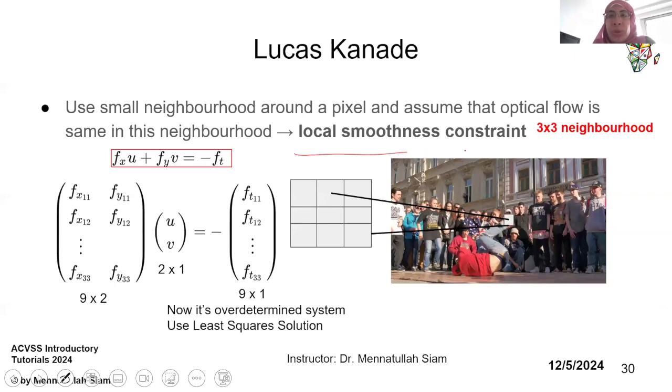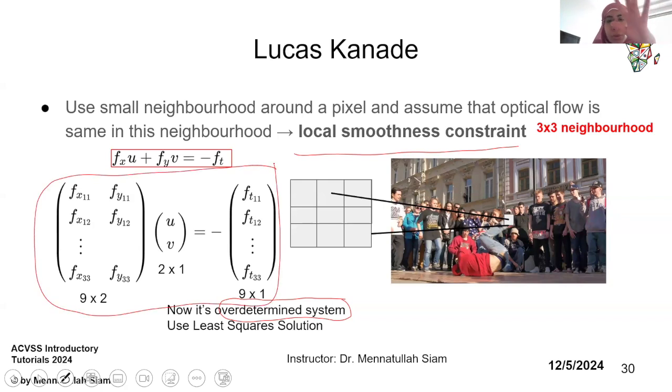Now, this local smoothness constraint gives you an overdetermined system. Anyone knows why it's called overdetermined? What does it mean to be overdetermined? If you have a system of equations that you're trying to solve, when I say that this system is overdetermined, what does it mean? Look at how many unknowns and how many equations I have. Don't look into this part now, but just look at the simple equation here. This is the simple equation that I started from.